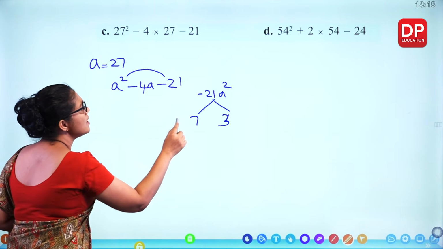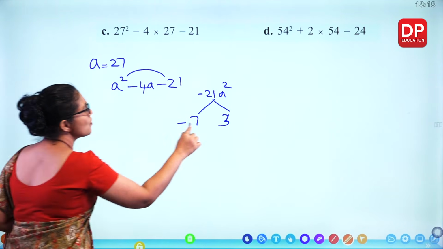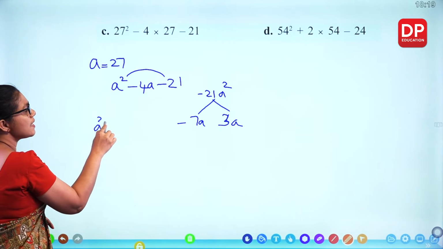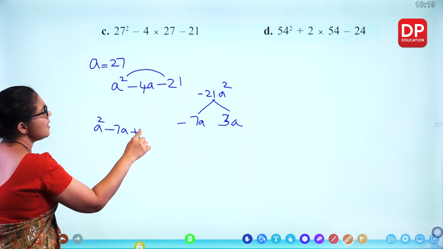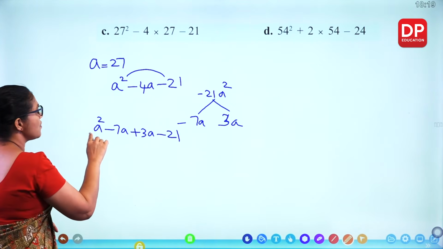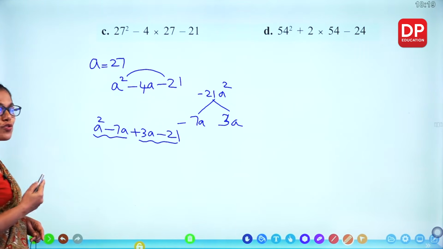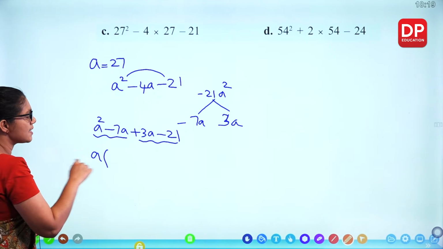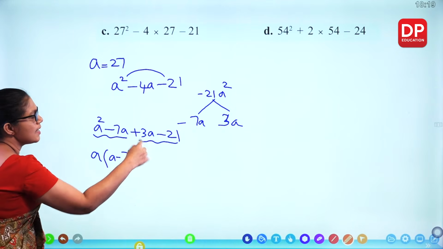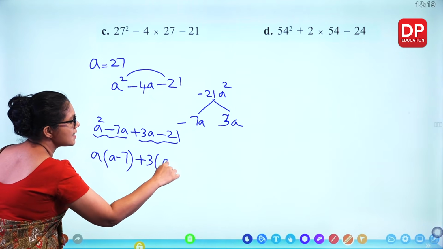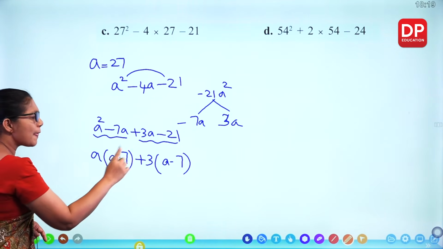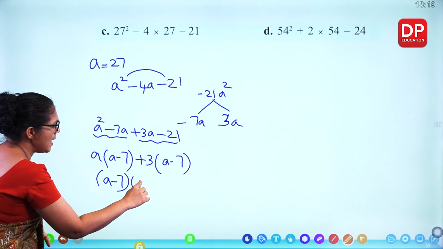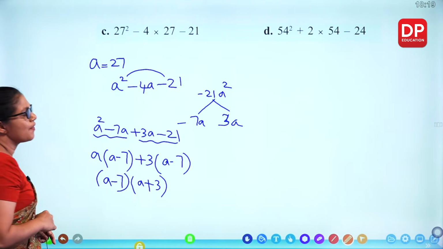So the larger number is minus 7, so here minus 7a and 3a. Split the middle term into minus 7a and plus 3a and try to factorize by taking the first two separately and the last two separately. So here a is common, take it out, a minus 7. Here plus 3 is common, take it out, a minus 7. Again, a minus 7 is common, take it out, and what is remaining? a plus 3.